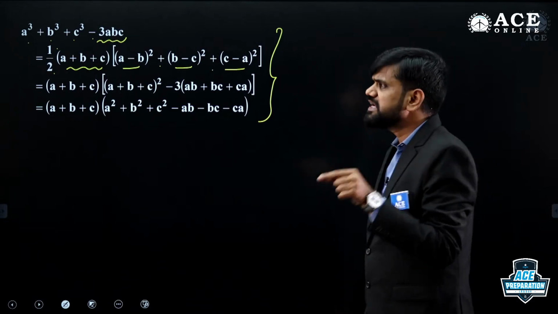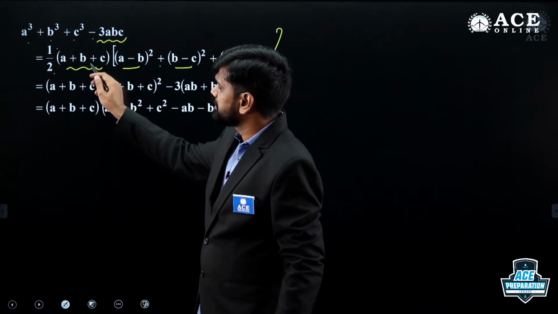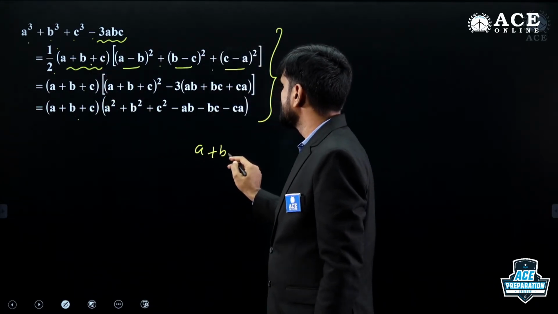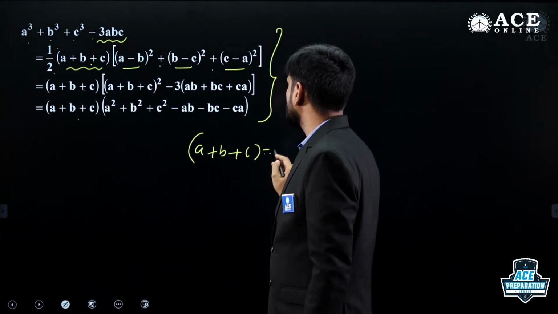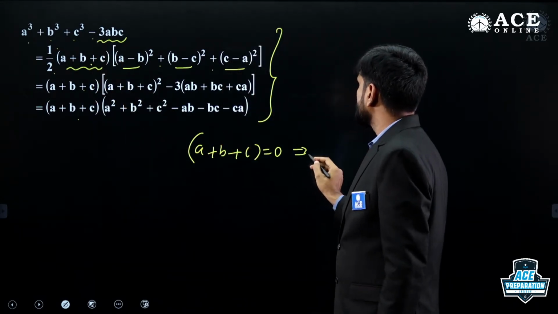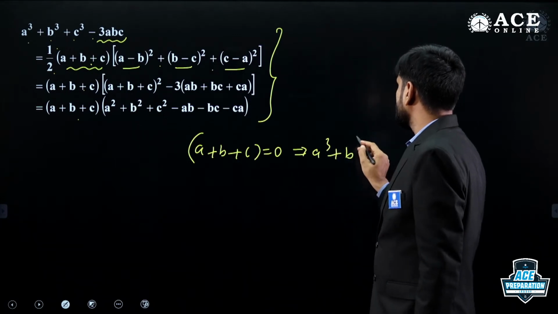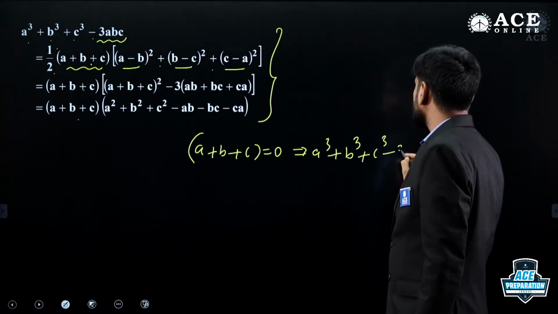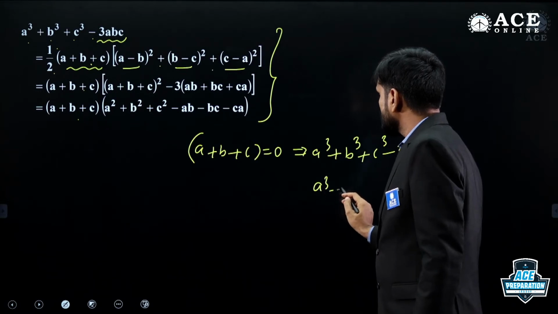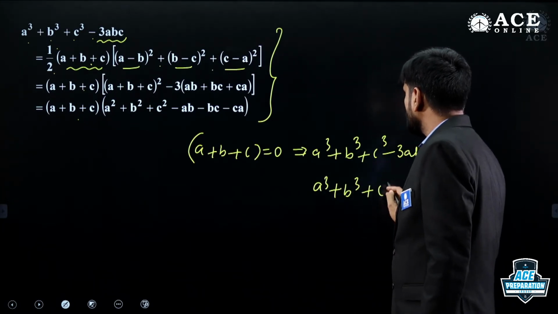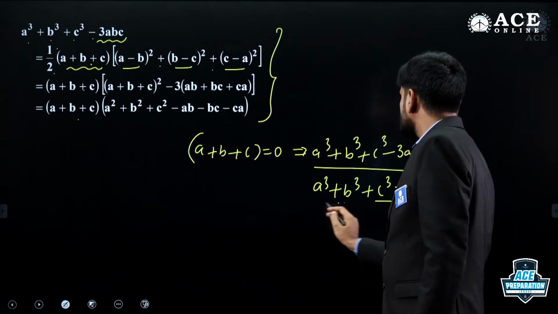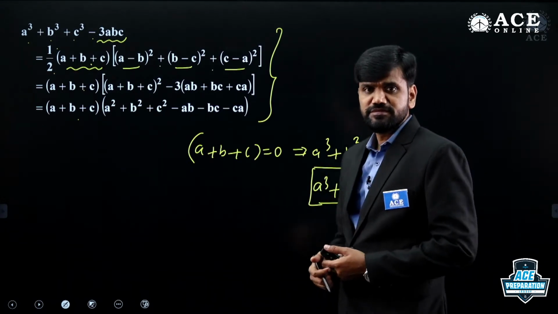And please remember, here in this case, if a plus b plus c is coming out to be 0, then in such a case what will happen, dear? If a plus b plus c is equal to 0, this entire part on the right side will become 0. Hence I can say that a cube plus b cube plus c cube minus 3abc equal to 0. This gives you a cube plus b cube plus c cube must be equal to what? 3abc. This is another relation you must remember. Right? Please make a note of it.